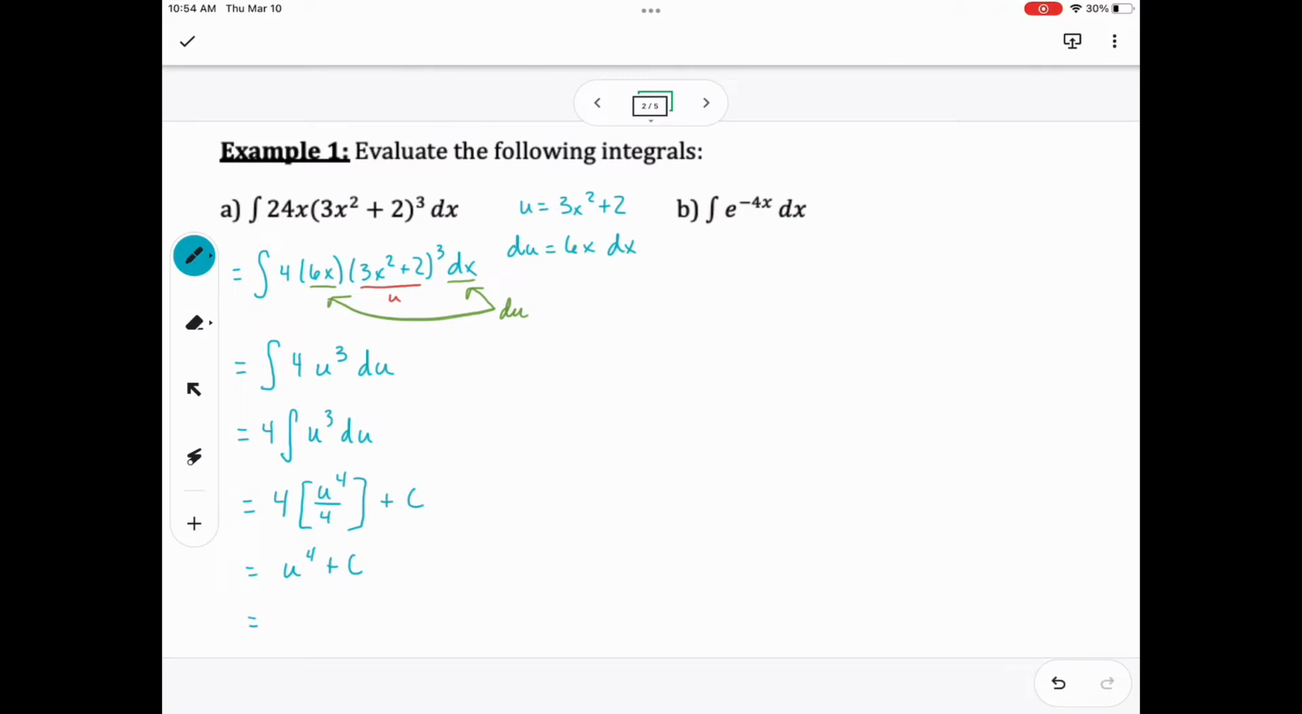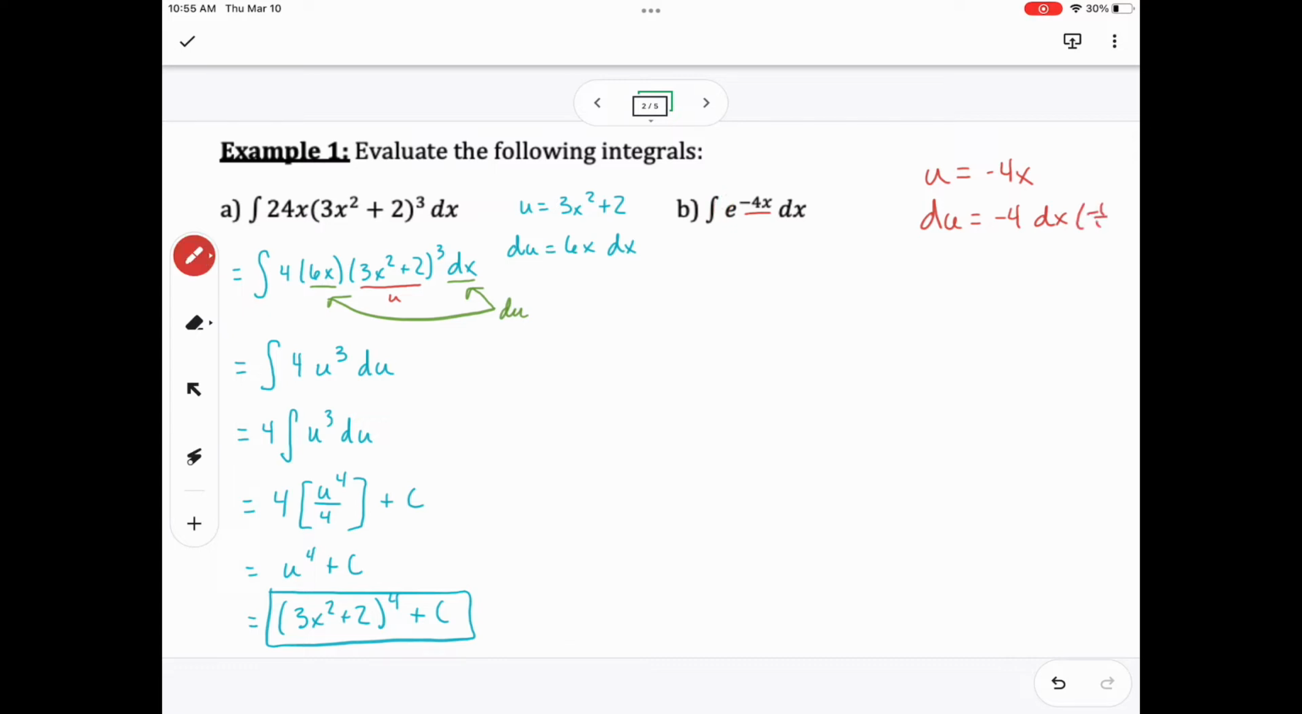And then I can take the antiderivative of just u cubed, which is u to the 4th divided by 4. And then with that 4, it reduces to give me just u to the 4th. Then I'll need to plug back in what u is representing. So that's 3x squared plus 2, to get my final answer of 3x squared plus 2, all to the 4th, plus c.